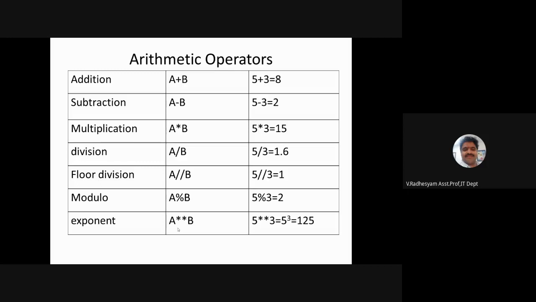This we have already done hands-on. We have seen how to calculate the exponent value.